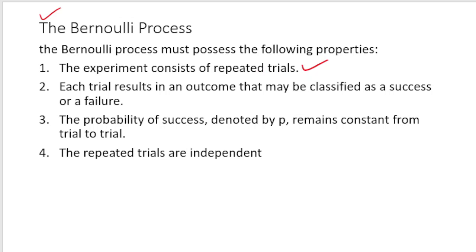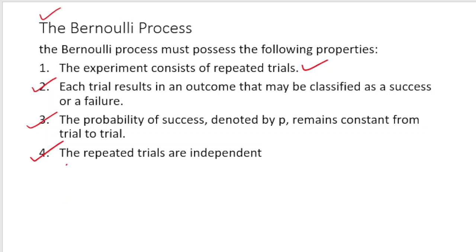Right? I will explain through example, so first go through it. Each trial results in an outcome that may be classified as a success or a failure. The probability of success, which we denote by P, remains constant from trial to trial, means it will remain constant in each trial. The repeated trials are independent. Means what? Let us understand through one example.